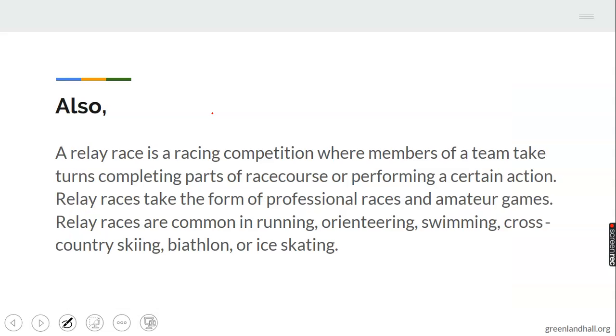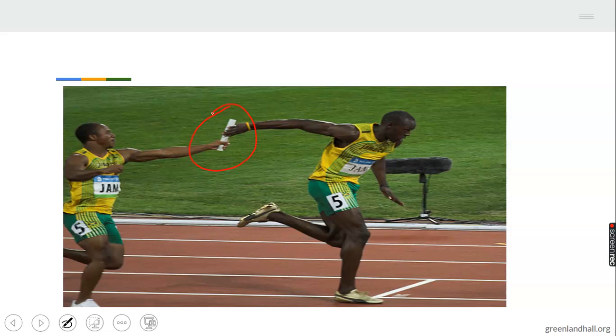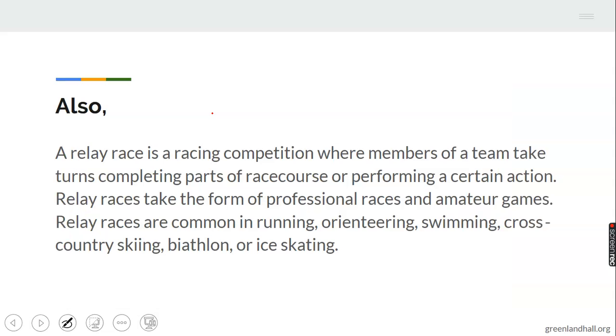Okay, also a relay race is a racing competition where members of a team take turns completing parts of a race course or performing a certain action. When we talk about relay, it means you want to finish first before the others. I mentioned running before. We are going to see that relay race, though most of the time it happens on the field, as you have seen in the picture, has a lot to do with more than just running on the field. Let's take a look at this.